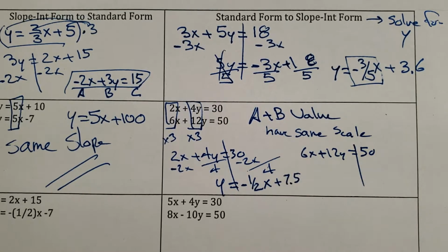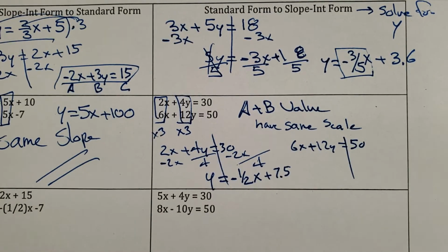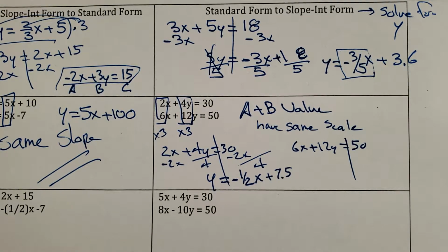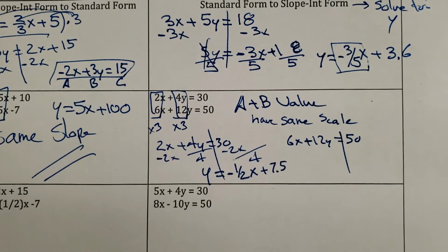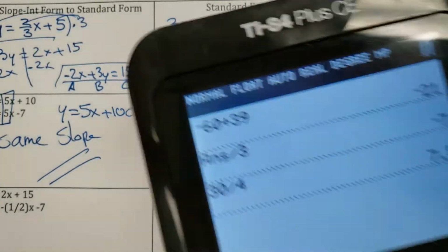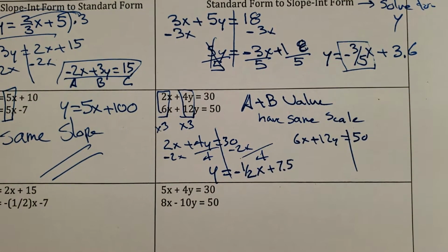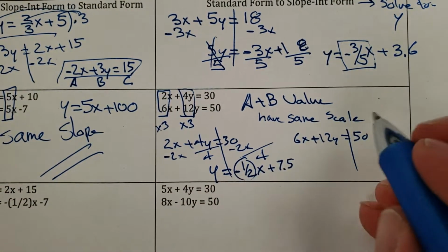There we go. Wow, I'm just totally fried at the end of the day. Yeah, 7.5. Doy. Jeez. Come on, brain, wake up. Okay, so we got a slope of negative 1/2. All right, moving on.